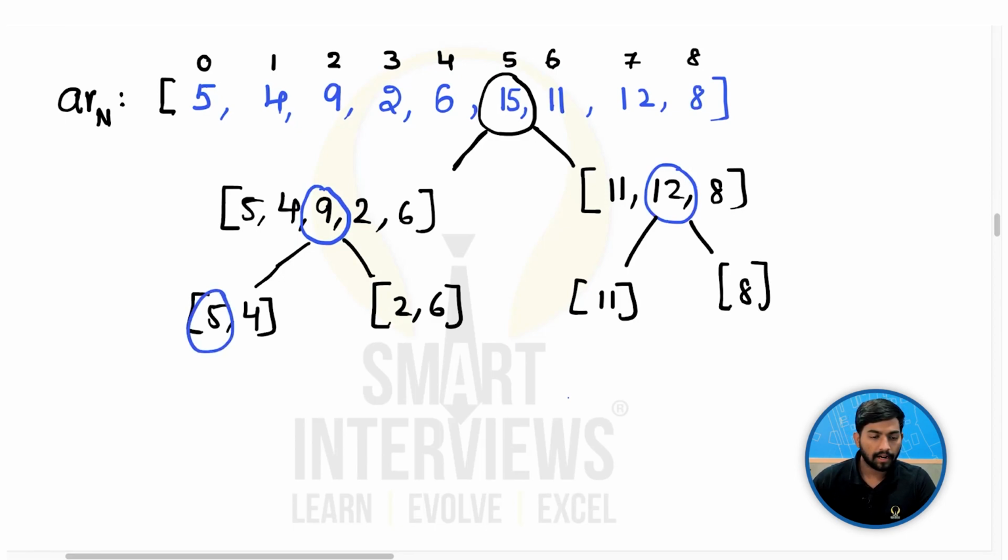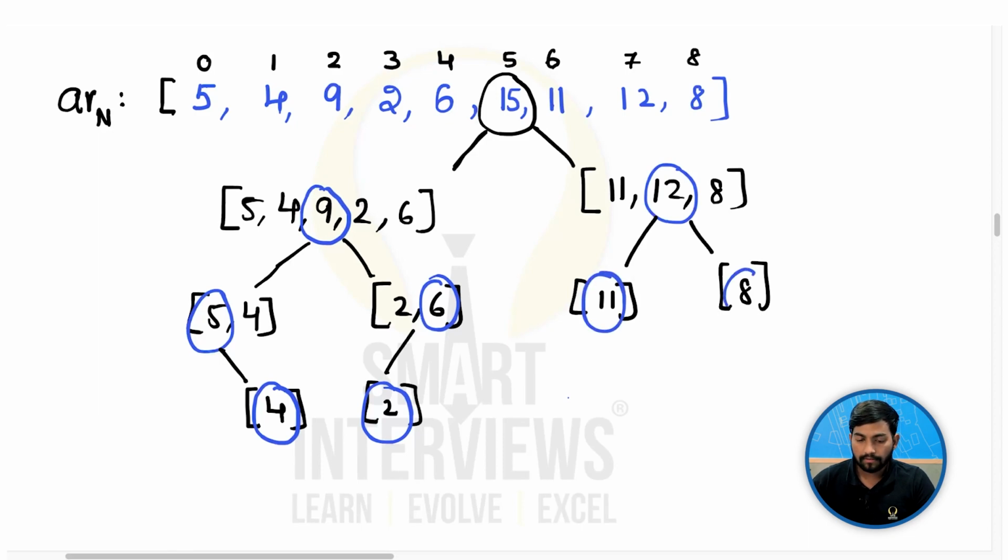5 is maximum. There are no elements on the left, so empty. 4 will be on the right. 6 is maximum. 2 will be on the left. No elements on the right. Then 4 will be the node. No elements on left and right. So done. Same for 2. Same for 11 and 8. So in this way, we'll construct a maximum tree.